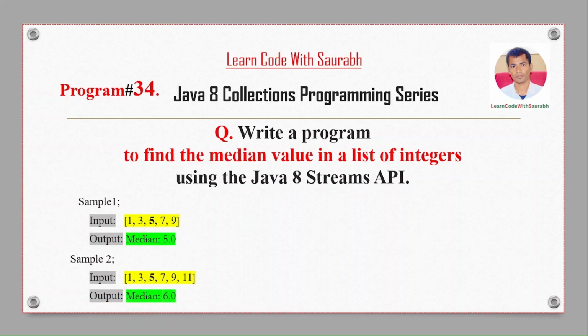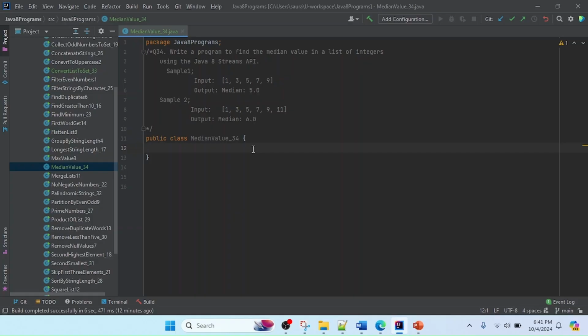Now I'm going to create a class and write the logic. I opened IntelliJ and created a class here, MedianValue, and just gave the program number. This is program number 14, and I mentioned the question with sample input and output. And now I'm going to write the main method.